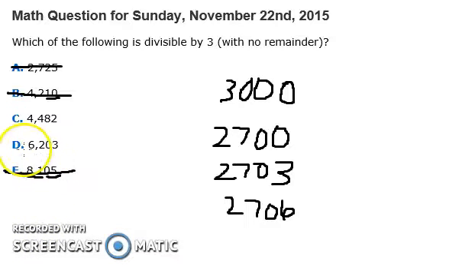And then they try to trick you here by throwing this 3 on the end to make you think it's divisible by 3. But we know that 6 is divisible by 3. So is 6,000.